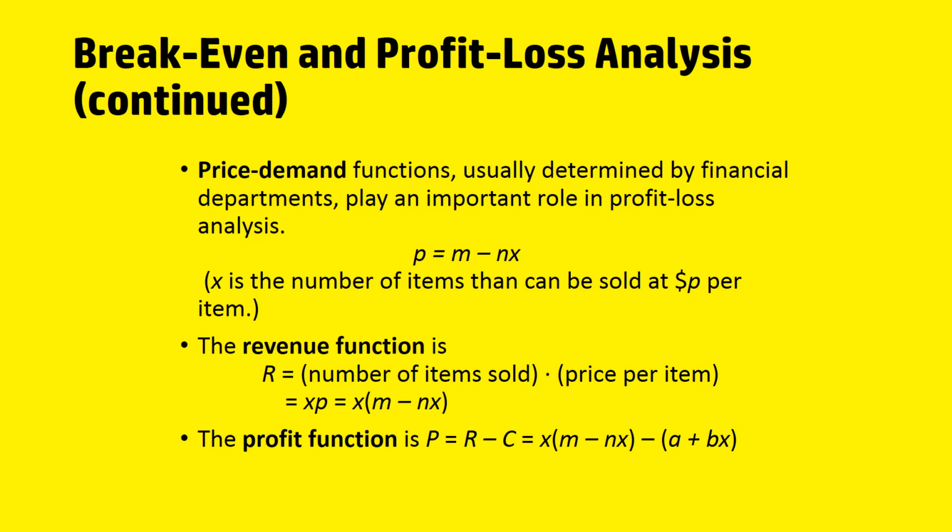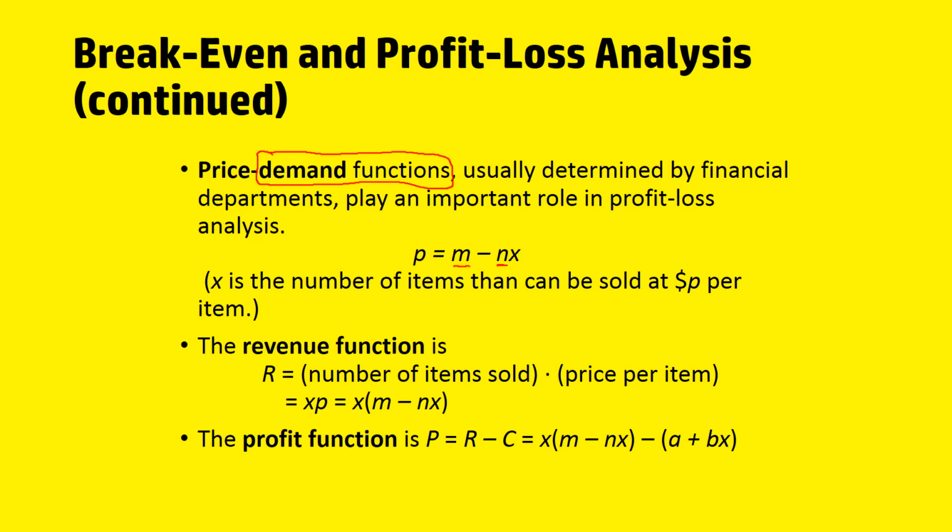Well, we can have a price demand function, or just a demand function, usually determined by financial departments. They relate demand and price by some geek doing stats in their financial department. They play an important role in profit loss analysis. Price equals fixed component minus variable component times X. X is the number of items that can be sold at P dollars per item.